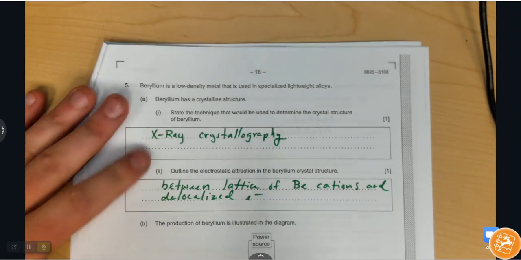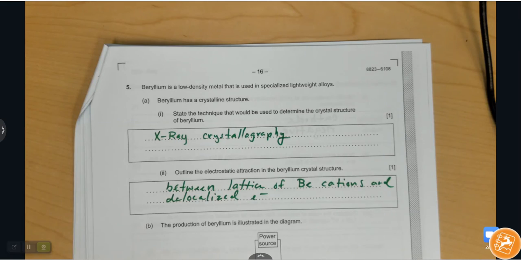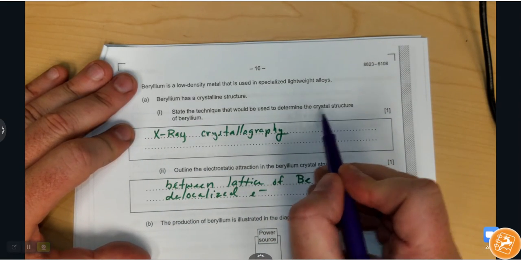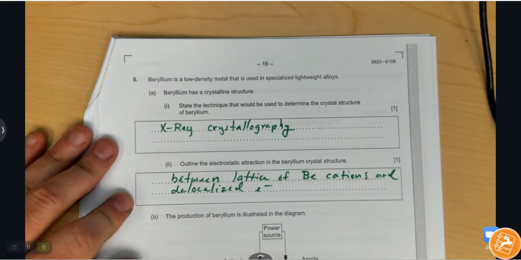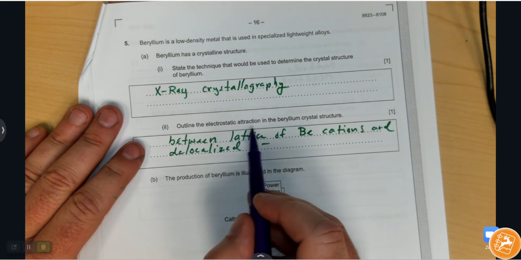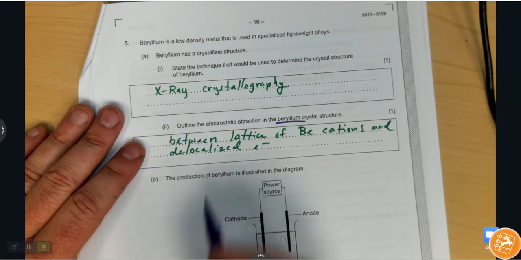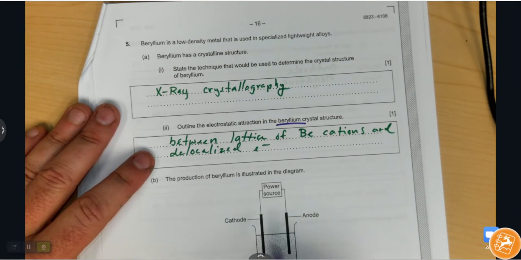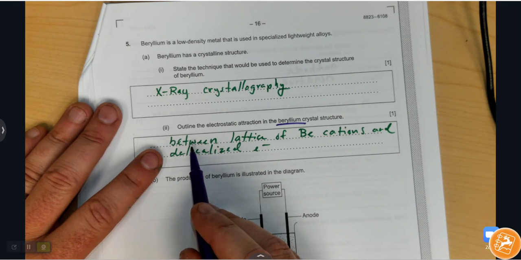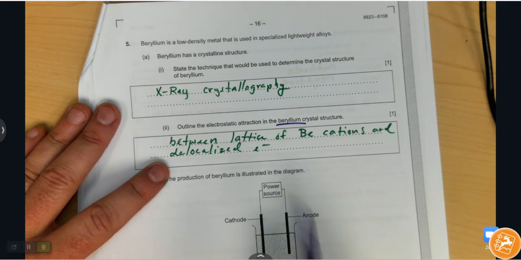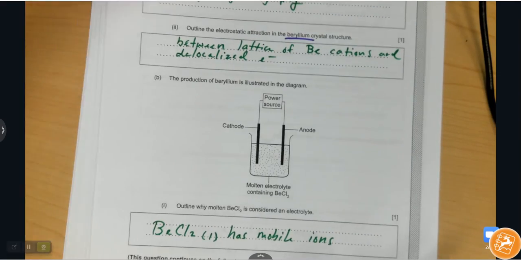Number 5 says beryllium is a low-density metal that is used in specialized lightweight alloys. State the technique used to determine the crystal structure. That's X-ray crystallography. Outline the electrostatic attraction in the beryllium crystal. So it's basically asking you to outline electrostatic attraction in a metal. So that's always going to be electrostatic attraction between the lattice of, in this case, beryllium cations and delocalized electrons.